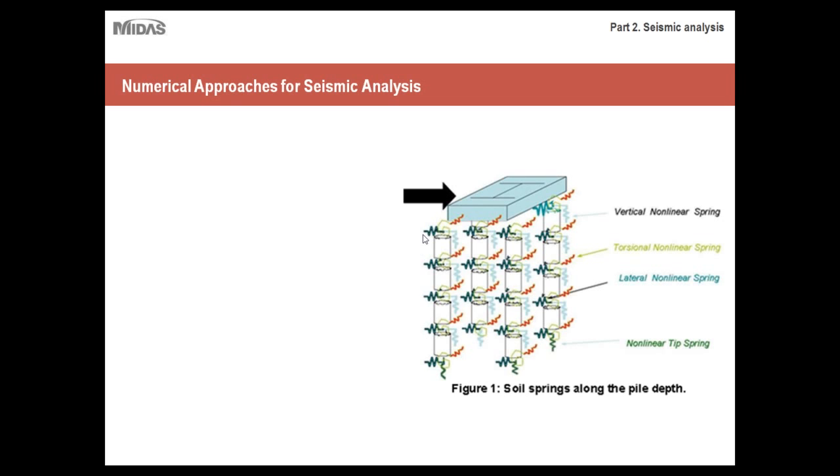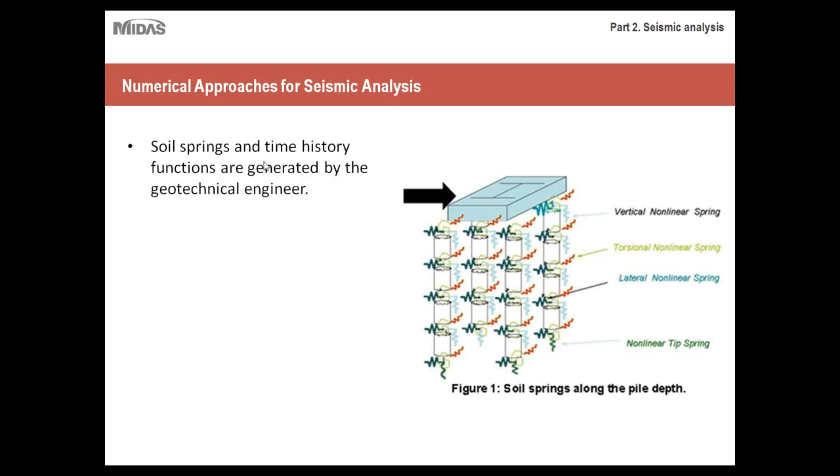So now let's talk about something called soil springs. This is another key factor of time history analysis. Soil springs and time history functions are generated by the geotechnical engineer. So once you have your time history record, it would then be on you to create a time history function, as well as soil springs. Essentially, a soil spring is a very special element used in numerical modeling to simulate seismic loading and ground behavior to that seismic loading.